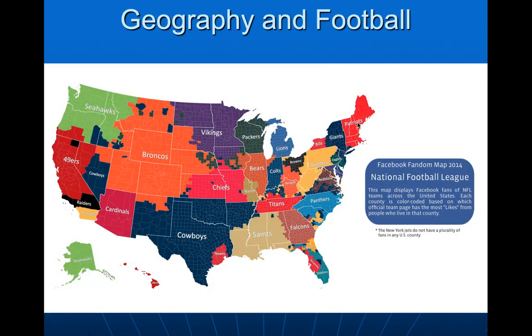Okay, geography and football. It's fall, football season's starting. This map shows what team people root for depending on where they live. So in Minnesota here, this map is showing the majority of people are Vikings fans. When you move over to Wisconsin, everybody roots for the Packers. Iowa does not have a national football team, so depending on where you live in Iowa will kind of depend on who you are going to root for.